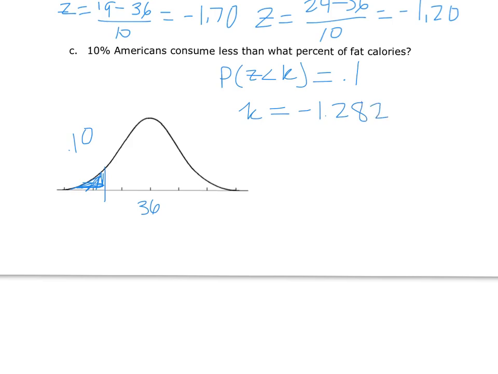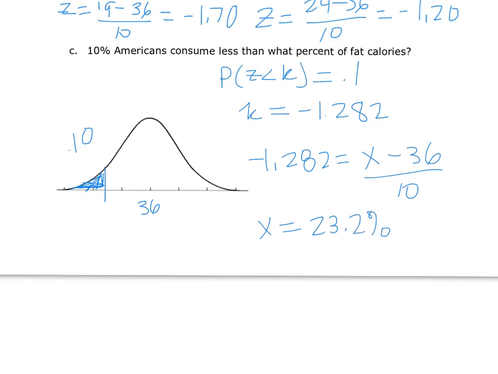And we actually want x. We want the percentage of fat calories. So plugging that in for z, and then we solve for that unknown value of x. And we get x is equal to 23.18. If we round to one decimal place, we get 23.2%. So 10% of Americans consume less than 23.2% of fat calories. Okay, that's it for 6.2.